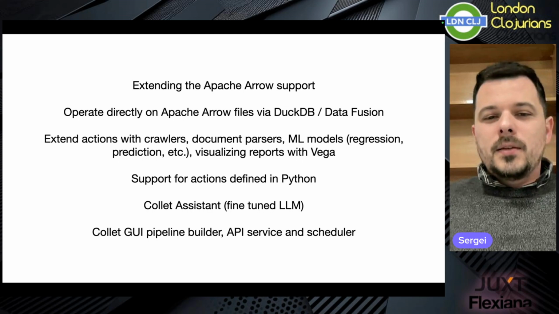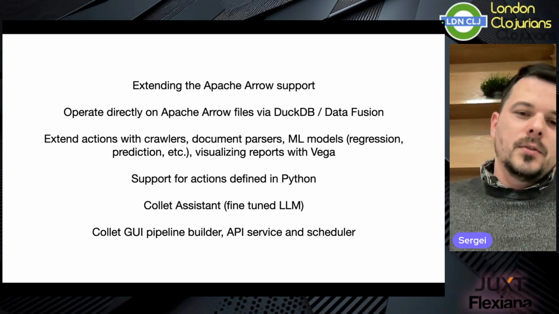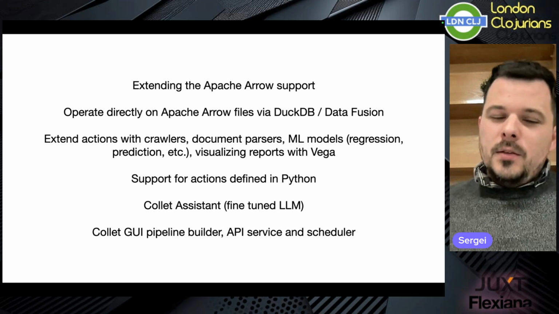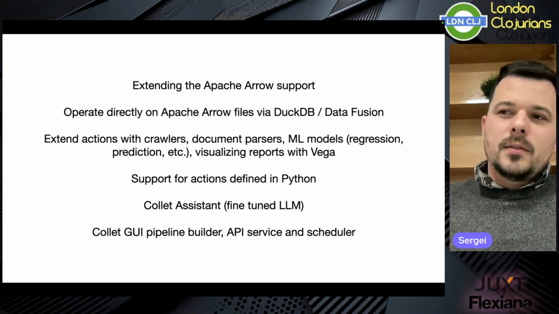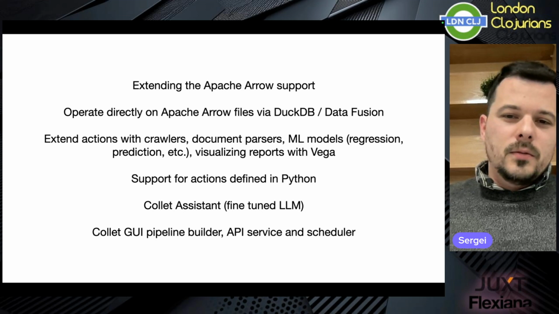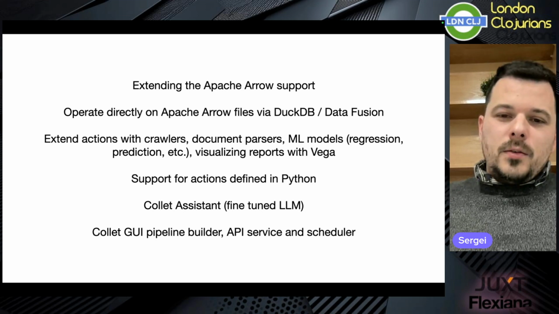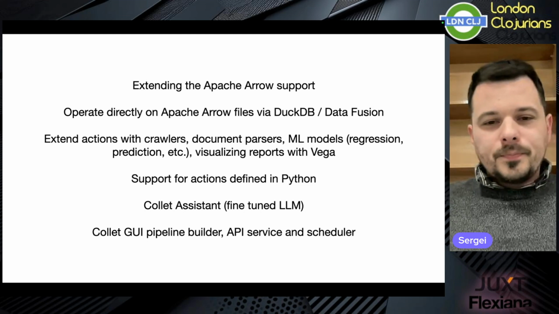I'm not a big fan of Python, to be honest, but I think we can still benefit if we add support for custom actions defined not only in Clojure but in Python. So we can cover the Python tools. They also have great libraries, so we can bring them in.